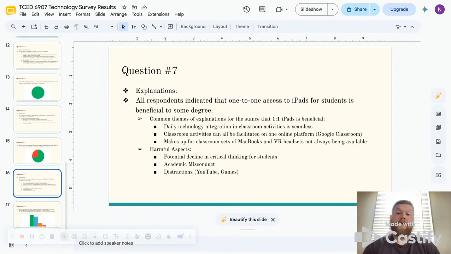Now, if we talk about common themes of explanations for the stance that one-to-one iPads is beneficial, we look at daily technology integration being a very commonly brought up topic. Daily technology integration is made much easier and is a very seamless process since students have access one-to-one to iPads. Classroom activities can be facilitated on one online platform, and as previously mentioned, that platform was Google Classroom. It also makes up for classroom sets of MacBooks and VR headsets not always being available.